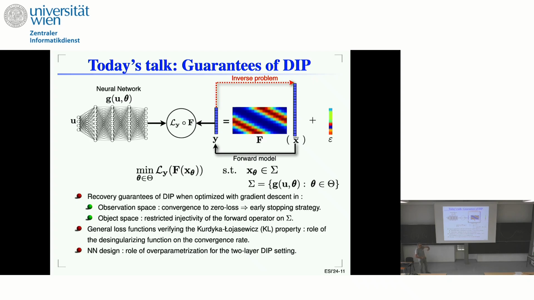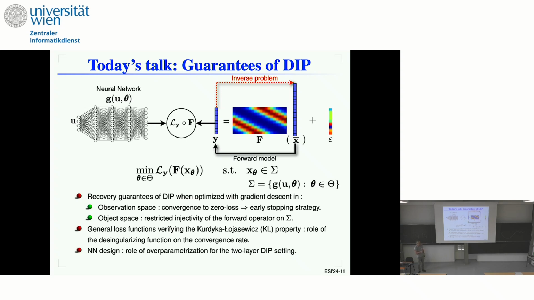What I'm going to present shortly is more technical, but the main message is we have guarantees either in the observation space, the space of y, but also in the parameter space, which is the x bar here. So we have convergence to zero loss. We can use early stopping. And there are some assumptions. Typically, your operator has to be invertible somehow, not in the whole space, of course.